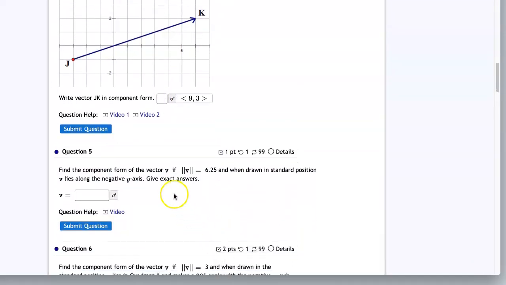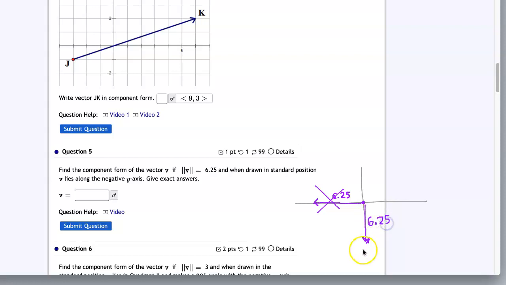Okay, so in this problem right here, we know that the magnitude is 6.25. And we also know that this vector lies along the negative y-axis. So if we drew a picture of this vector, this is what we would have. We have the negative y-axis. Whoops, that's the negative x-axis. Scratch that. Let's try that again. We want to go along the negative y-axis. That's important not to get those mixed up. So the length of this vector, the magnitude of the vector, is still 6.25.